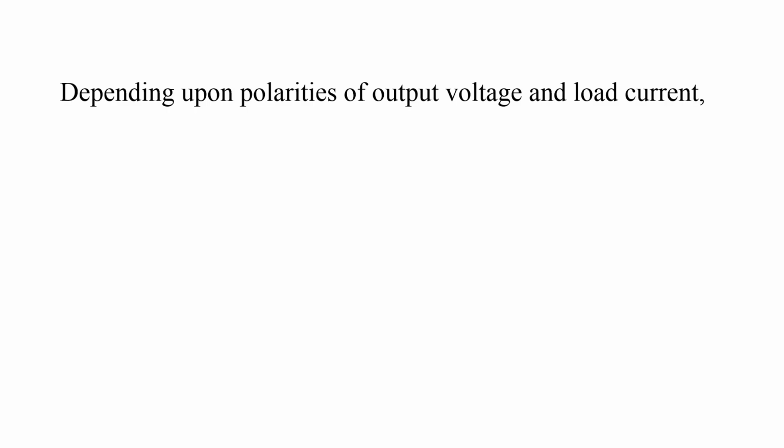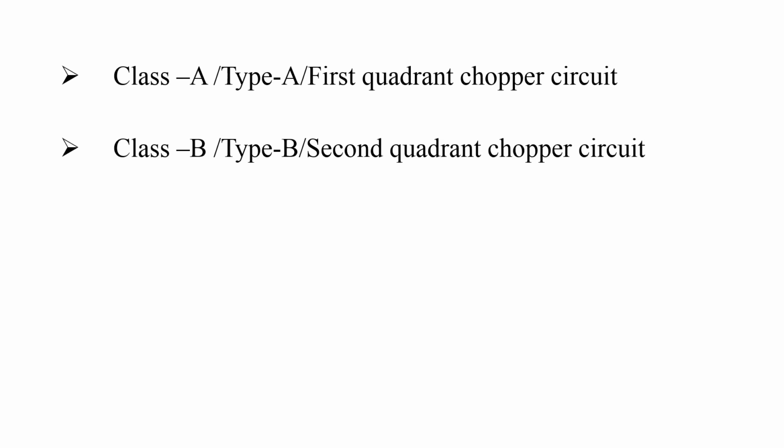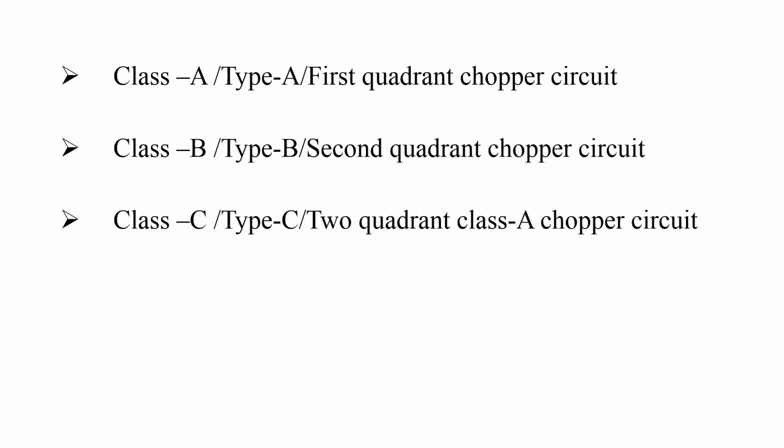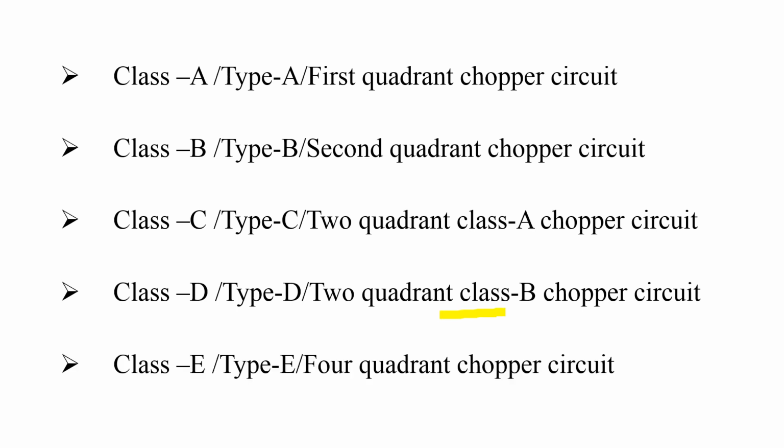Coming to classification, depending upon the polarities of output voltage and load current, the chopper circuits are classified into 5 types. They are from class A to class E. That is, class A, type A, first quadrant chopper, class B, type B, or second quadrant chopper, class C, or two quadrant class A chopper, class D or two quadrant class B chopper, and finally class E, type E or four quadrant chopper circuits.